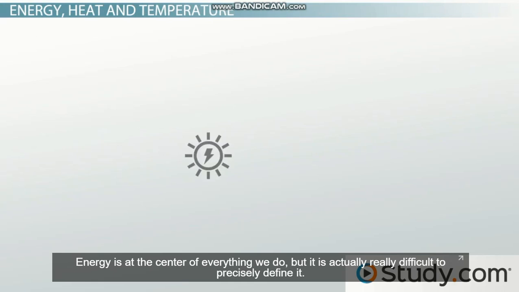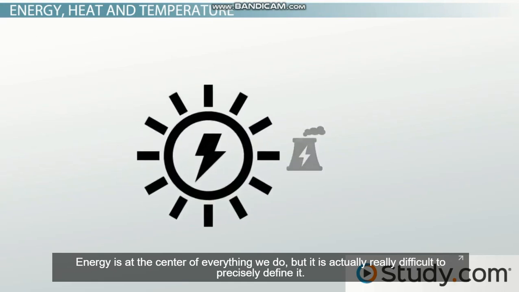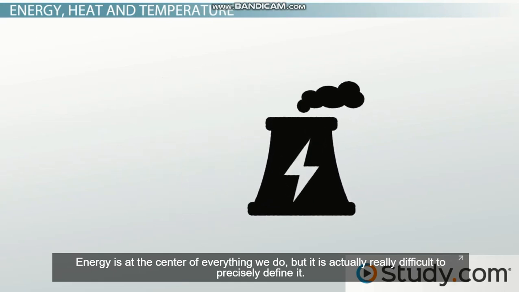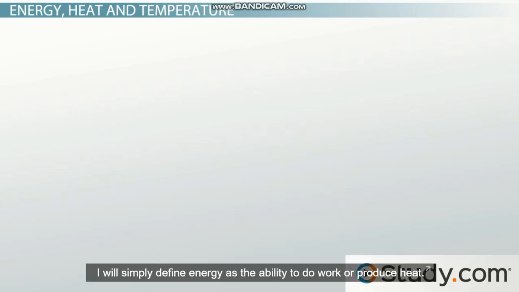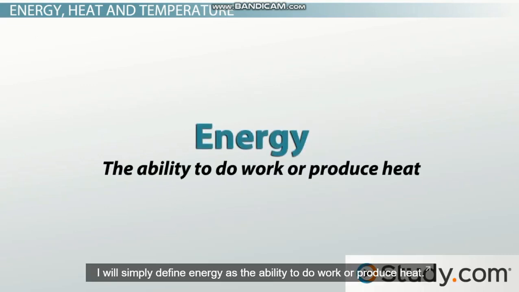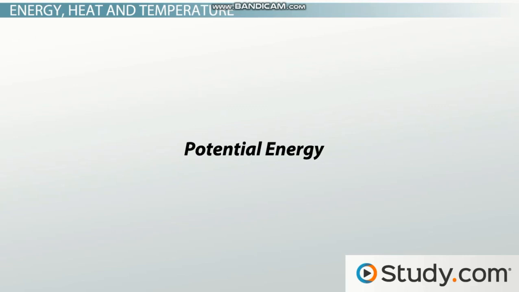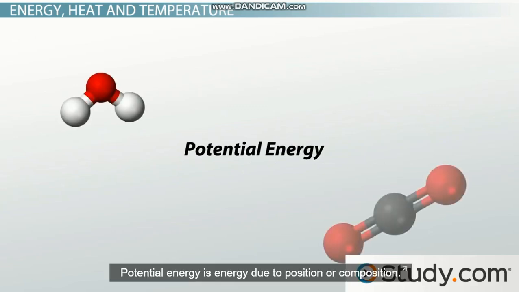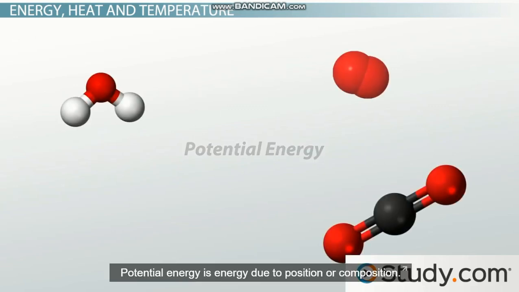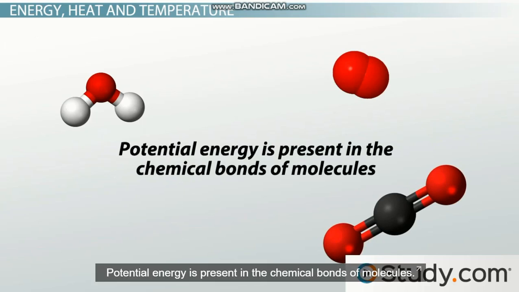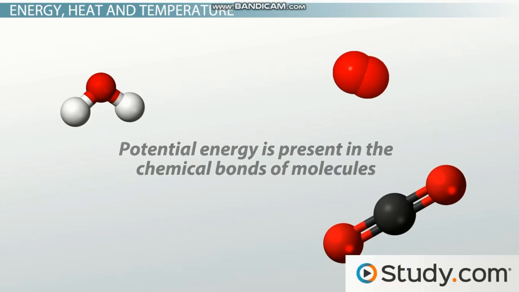Energy is at the center of everything we do, but it is actually really difficult to precisely define it. I will simply define energy as the ability to do work or produce heat. An important type of energy is potential energy. Potential energy is energy due to position or composition. Potential energy is present in the chemical bonds of molecules.